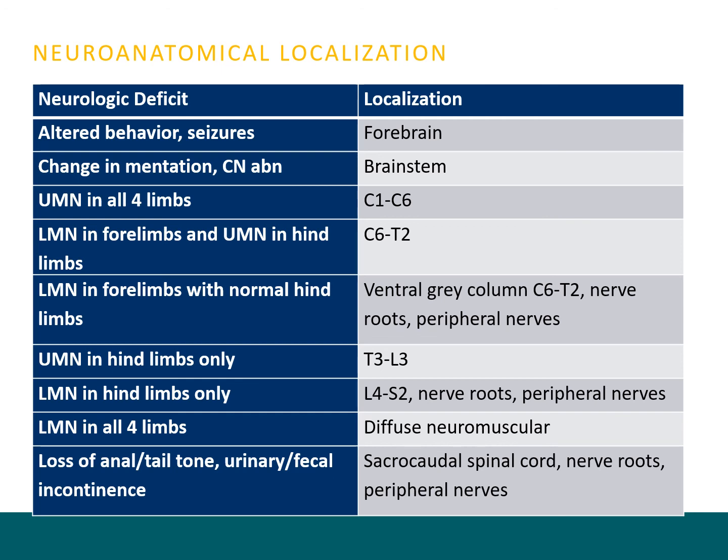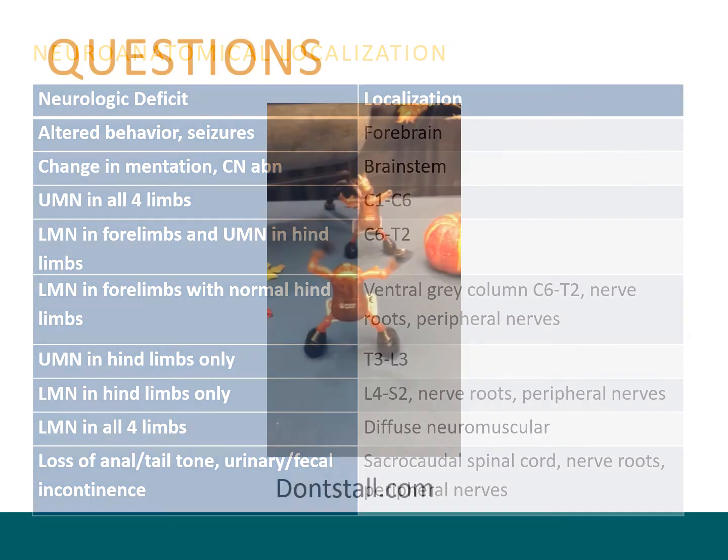If the front feet are totally normal, but the hind limbs have upper motor neuron deficits, then we're in T3 to L3. If they have just lower motor neuron in the hind limbs, then we're in the lumbosacral intumescence, so L4 to S2, and we're into peripheral nerves. If they have weakness in all 4 limbs, then it's looking at more diffuse musculoskeletal disease. And then if they have just lack of tail tone, anal tone, urinary or fecal incontinence, then we may be back into that sacrocaudal spinal cord or again, those peripheral nerves. So again, we can get more and more specific with that localization.